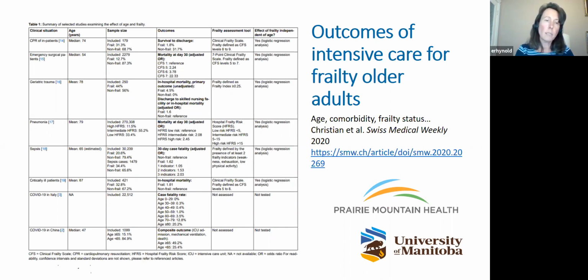And then just summarizing at the bottom, we do not have outcomes based on frailty for COVID-19 in Italy or in China. Instead, they did it by age, and there's reasons why that is biased. But still, the case fatality for aged 80 and over in Italy was 20%, which is in the range we see in Canada, and for younger ages was better.